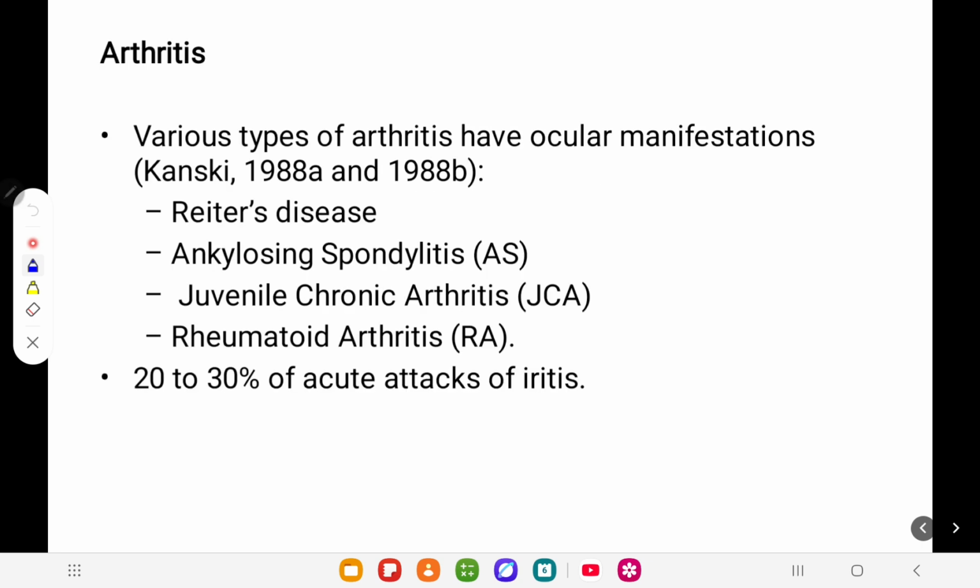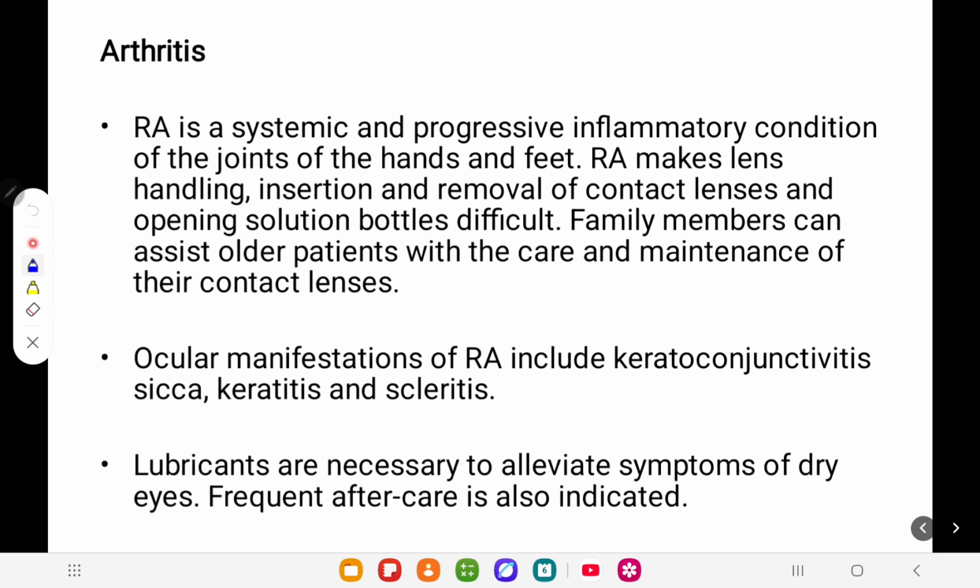Arthritis: many of the arthritis, even the treatment of arthritis, will give acute uveitis. At the same time, arthritis and its medications are correlated with dry eye. That's why we have to know if the patient has any arthritic problem or not. According to that, we can even prescribe a tear substitute along with the contact lens. Yes, it's very important. In rheumatoid arthritis and many other arthritic diseases, keratoconjunctivitis, keratitis, and scleritis are correlated. We have to take that history into account. Yes, lubricants are often necessary, as I have already told you.